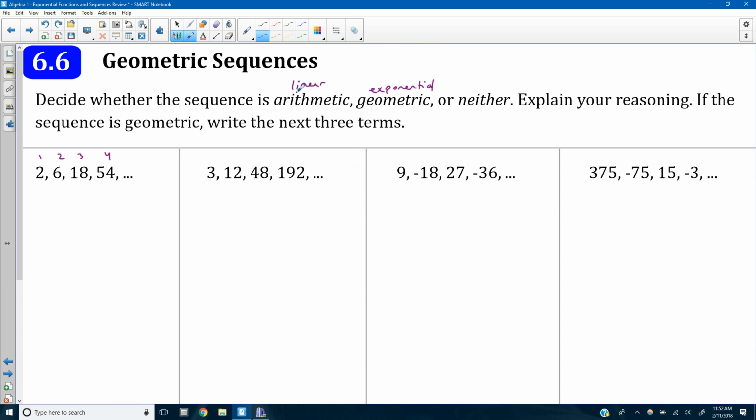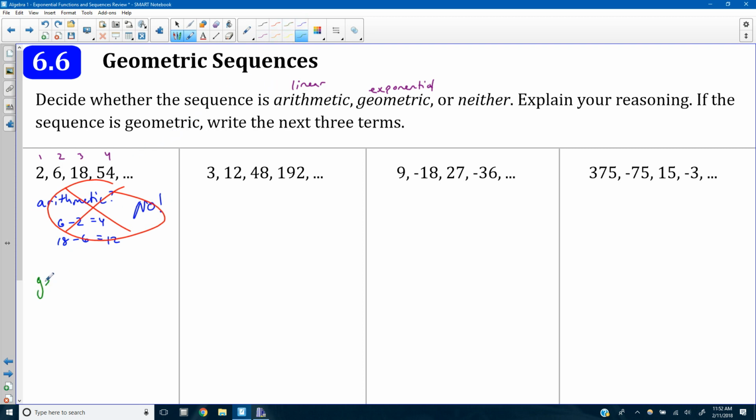Okay, so for something to be an arithmetic sequence, it would mean that it would have a common difference, which means that 2 plus something is 6, 6 plus that same thing is 18, 18 plus that same thing is 54. So is it arithmetic? You probably already are saying no, because 6 minus 2 is 4, and 18 minus 6 is 12. So already you can see that I'm adding 4 and then adding 12, and it's not the same thing. No, it's not an arithmetic sequence. You don't have to keep going. Once you see there is no common difference between the first two terms, you don't have to keep going.